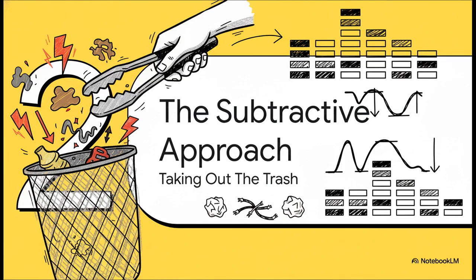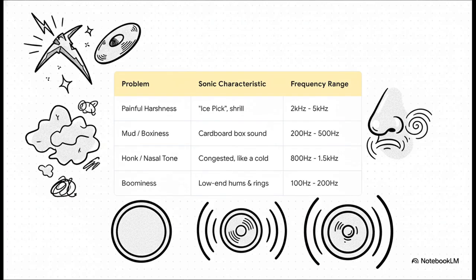All right, so if we're following that logic, what comes first? Correction, right? You've got to take out the trash. Before you can make anything sound awesome, you have to make sure it doesn't sound, well, bad. And that's exactly what subtractive EQ is for. And in a busy metal mix, you've basically got four main enemies on your hit list.